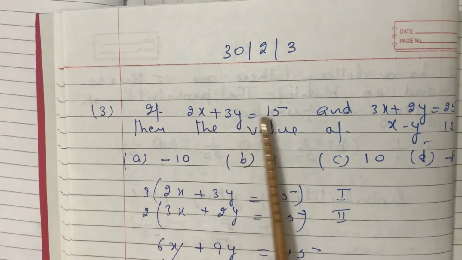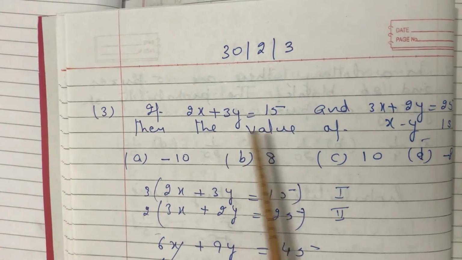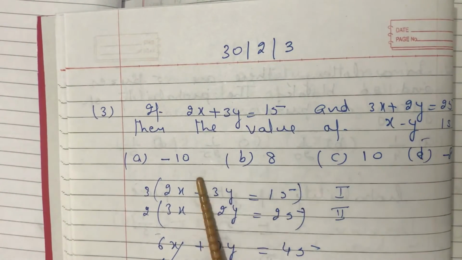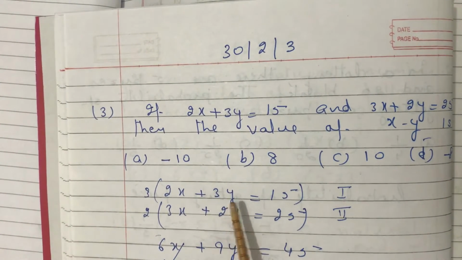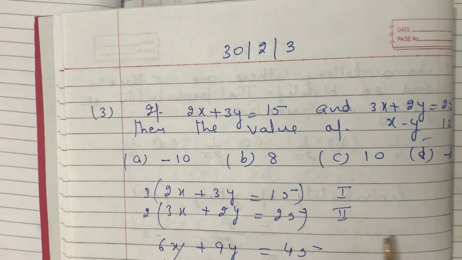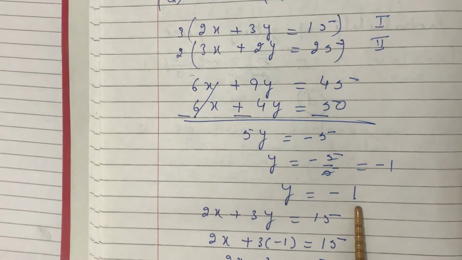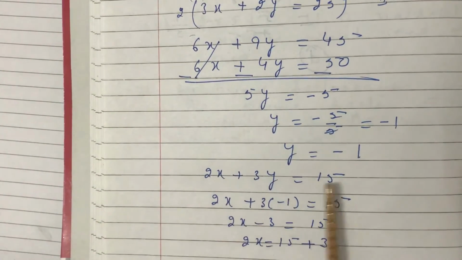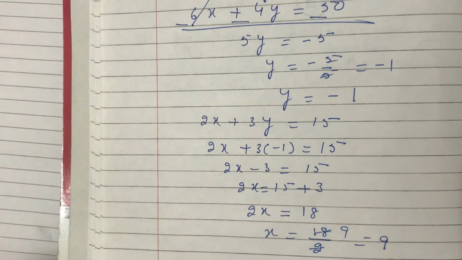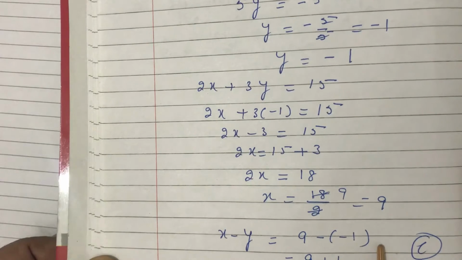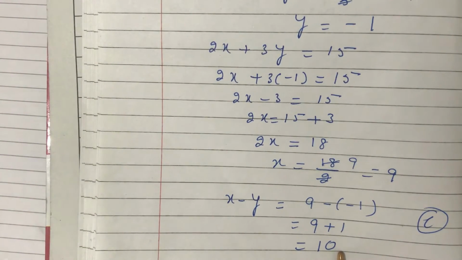If 2x + 3y = 15 and 3x + 2y = 25, then the value of x minus y is, there are 4 options. Now we have 2 equations. So by elimination method, I'll find the value of x and y. By elimination method, y is equal to minus 1, and if I substitute this value in one of the equations, I'll get x is equal to 9. So x minus y is 9 minus minus 1. That will come out to be 10. So C is the option.